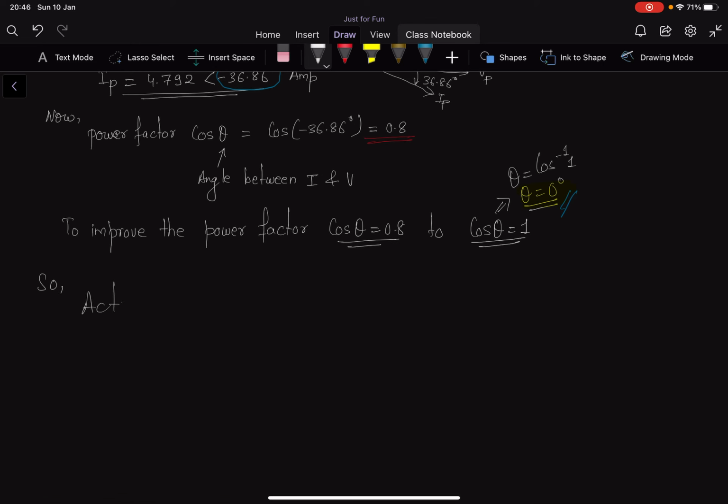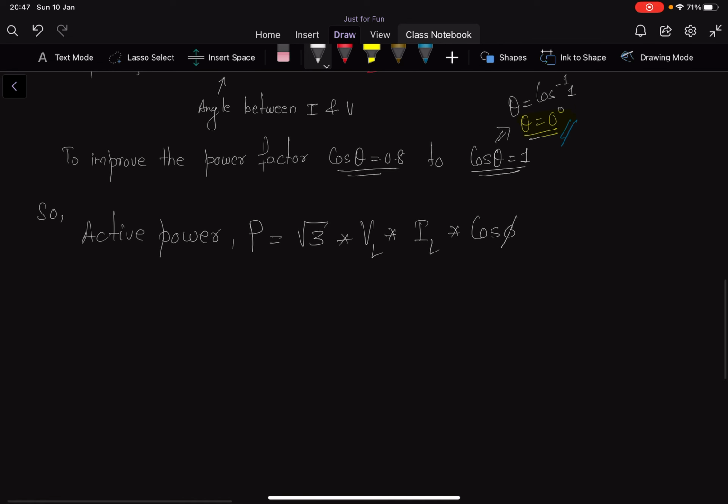So active power consumed by this load. The formula to calculate the active power, I'm going to write P here, is √3 times VL times IL times cos phi. There is another formula as well, which is 3 times VP IP cos phi. You can use that formula as well, okay? But if you have VL and IL, then you have to use root 3. If you're planning to use VP and IP, then you have to multiply by 3.